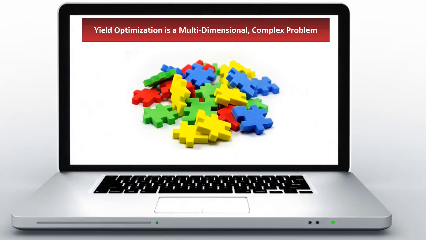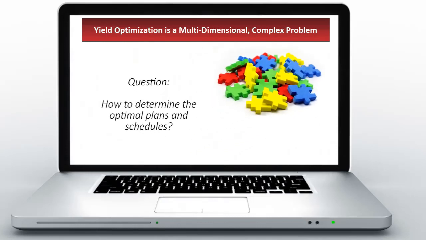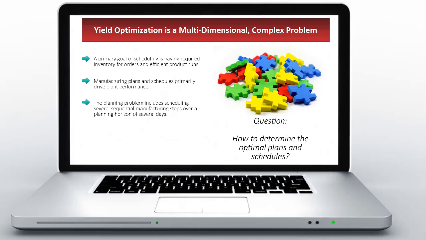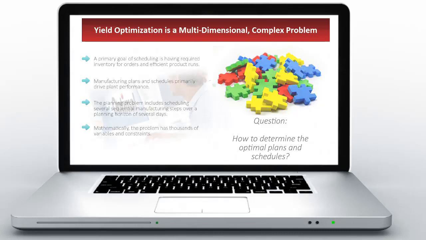The question you need to answer is how to determine the optimal plans and schedules, given the primary goal of scheduling is having required inventory for orders and efficient product runs. Manufacturing plans and schedules primarily drive plant performance. The planning problem includes scheduling several sequential manufacturing steps over a planning horizon of multiple days. Mathematically, the problem has thousands of variables and constraints.